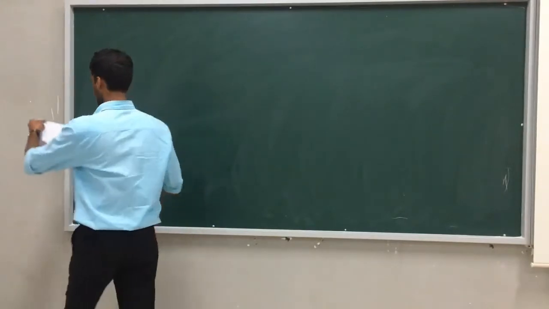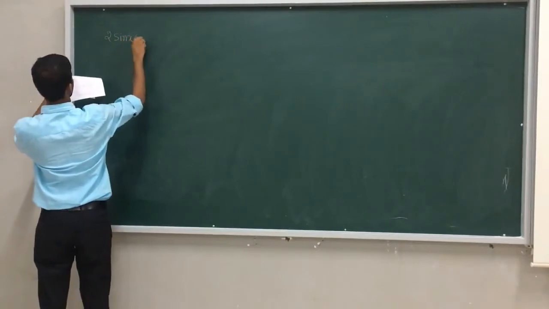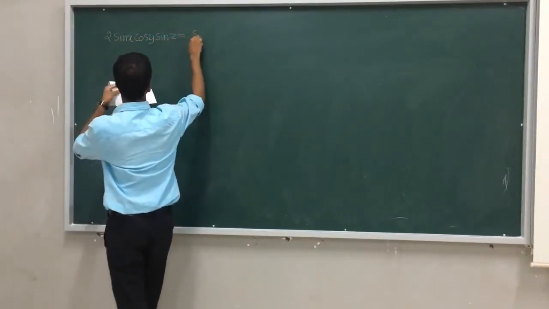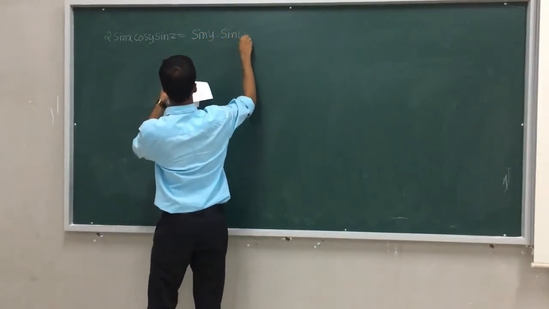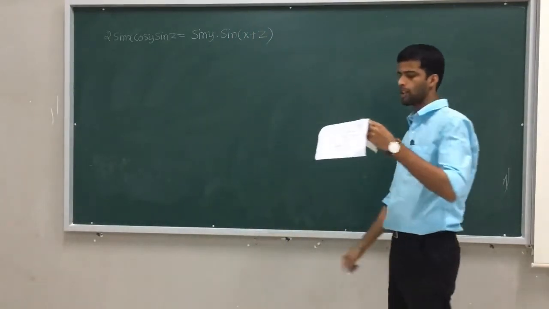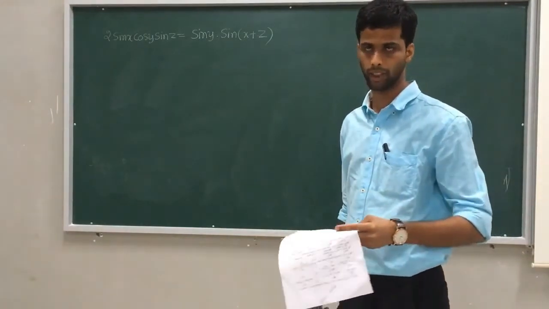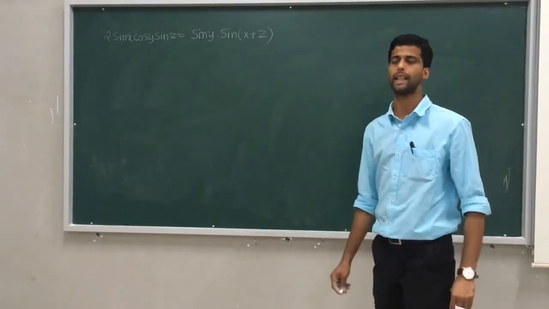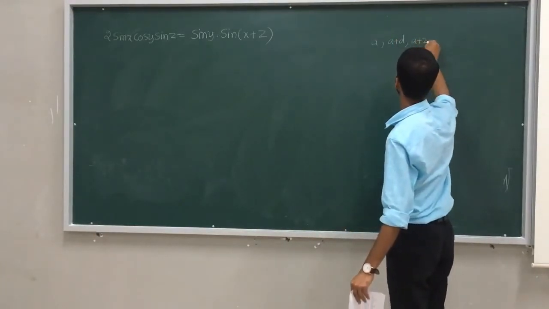In the 28th question, they have given: if 2 sin x cos y sin z is equal to sin y into sin of (x plus z), then tan x, tan y, tan z are in AP, GP, or HP. What is AP? Arithmetic progression, you know: a, a plus d, a plus 2d.